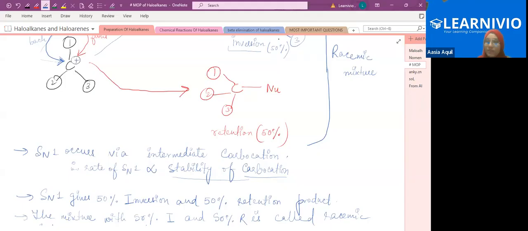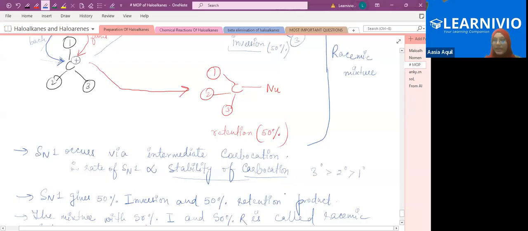Okay, you asked the question, why this is stable and why this is not stable. So just tell me which carbocation is more stable: 3 degree, 2 degree, 1 degree. 3 degree, yes. So in SN1 type of reaction, the order of reaction will be: 3 degree will be the fastest, then 2 degree, then 1 degree.